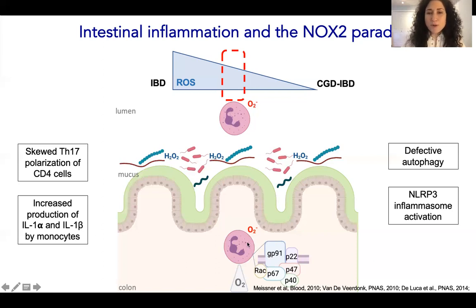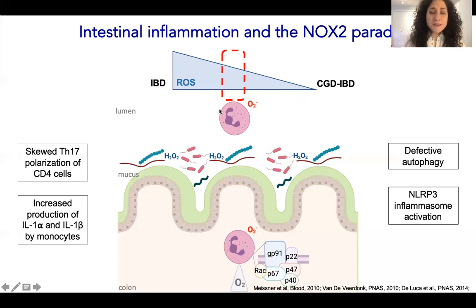We don't know what the precise impact of this NOX2 defect in phagocytes really is at the level of the intestinal barrier. Could it be leading to an imprinting or a modification of the reactive oxygen species that are formed in the intestinal epithelium? We know that there are NOX2 homologs in the intestinal epithelium, such as NOX1, NOX4, and the DUOXes. We also know that the microbiota forms its own reactive oxygen species, especially hydrogen peroxide.